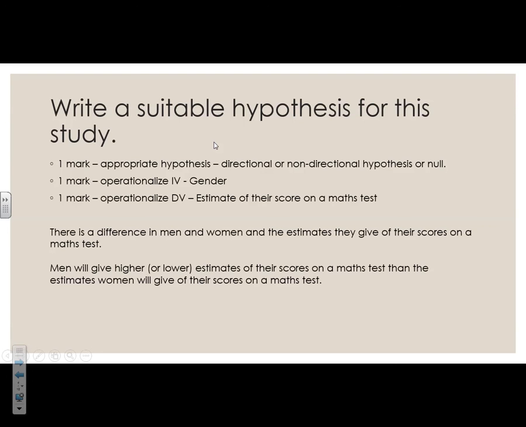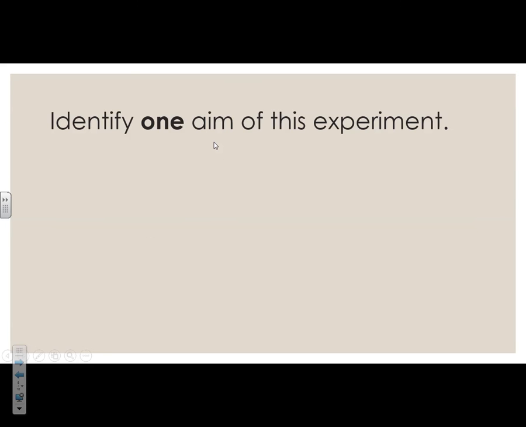Or if you did it directional, men, and then later on you've mentioned women, so that's 1 mark. Will give higher or lower estimates, so that's the directional. That's the 2nd mark on their estimates of their score for a maths test. So have you written appropriate hypotheses? Could have done null as well. Gender, have you mentioned men and women, and have you mentioned estimates on their score of the maths test? Identify 1 aim of this study.